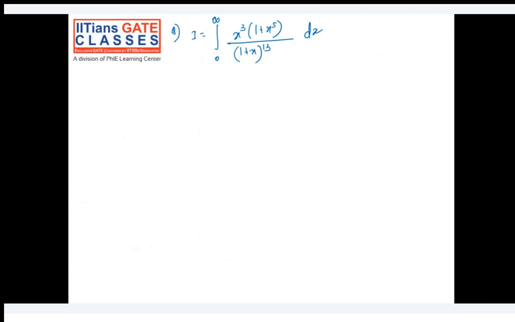So it's again one of the types of beta function. If you remember, beta m comma n is equal to integration 0 to infinity x raised to the power m minus 1 divided by 1 plus x raised to the power m plus n, and it can also be written as 0 to infinity x raised to the power n minus 1 divided by 1 plus x raised to the power m plus n. Okay, so use this formula and try to solve this question.